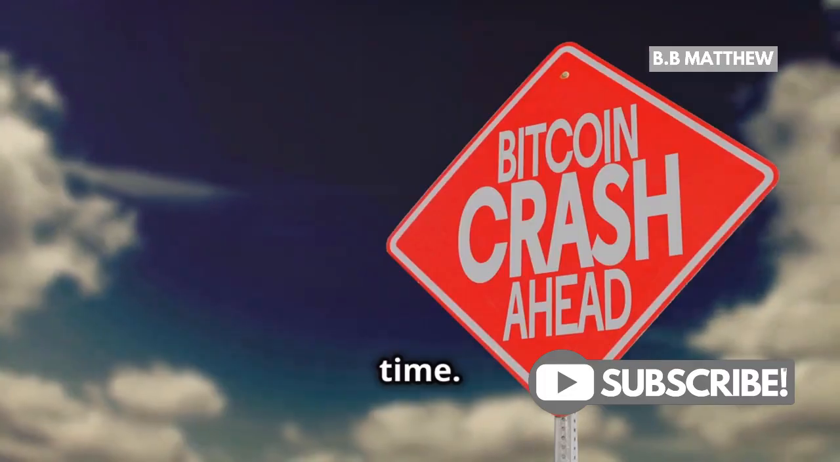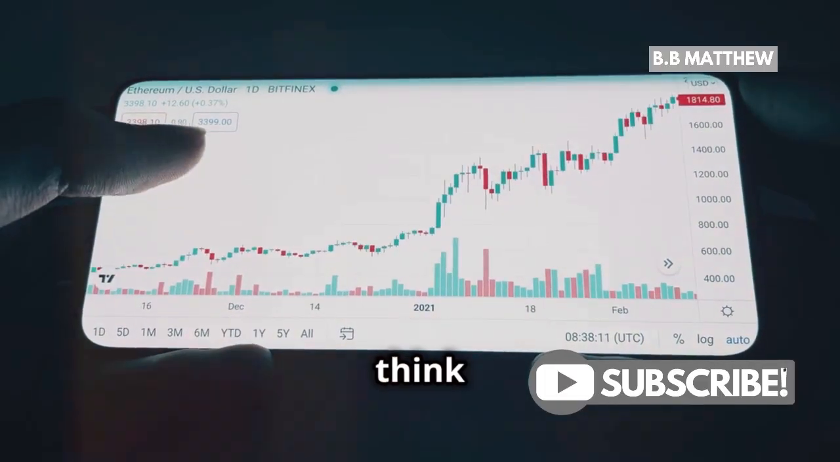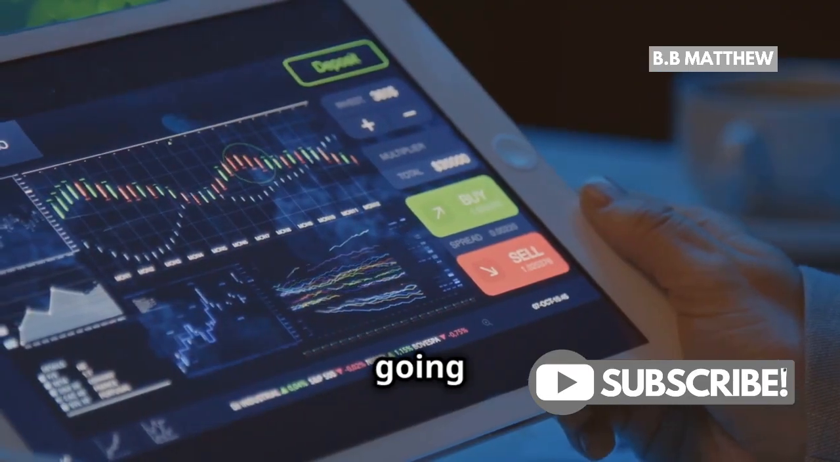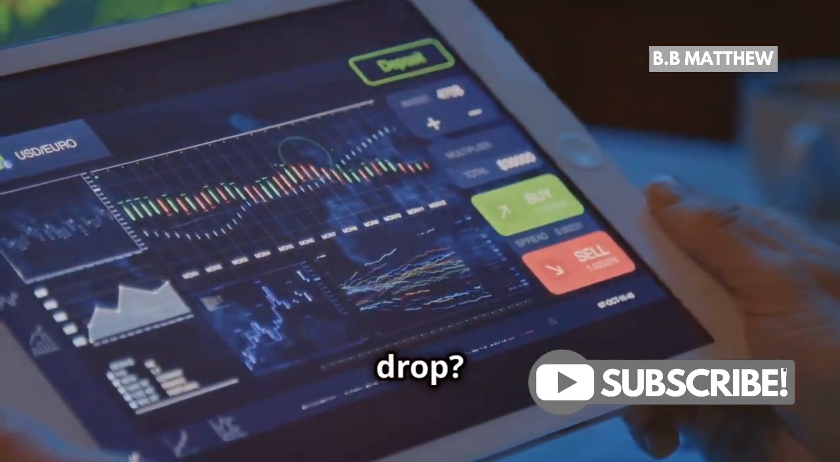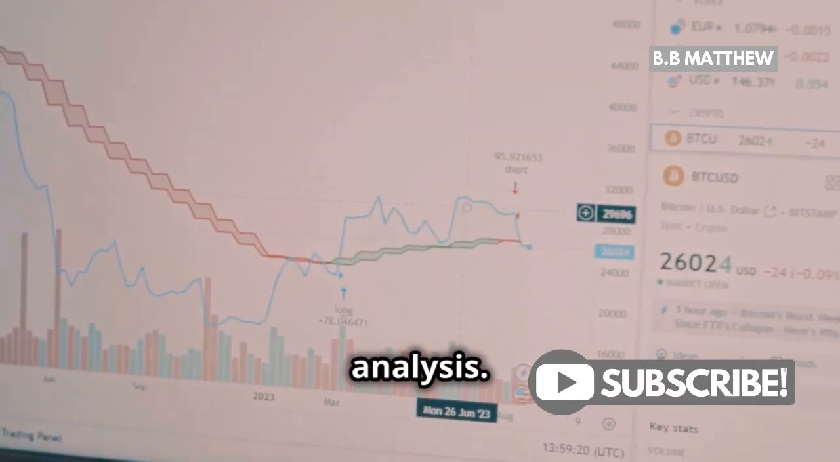Now it's decision time. Are you going long, meaning you think the price will go up? Or are you going short, betting that the price will drop? Make your move based on your market analysis.